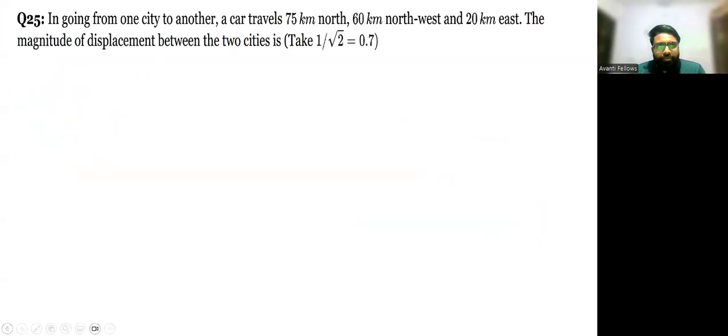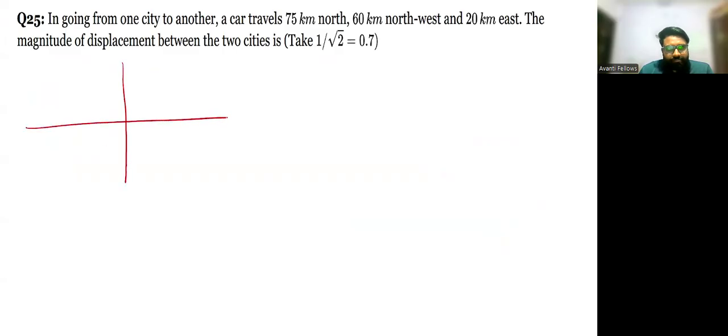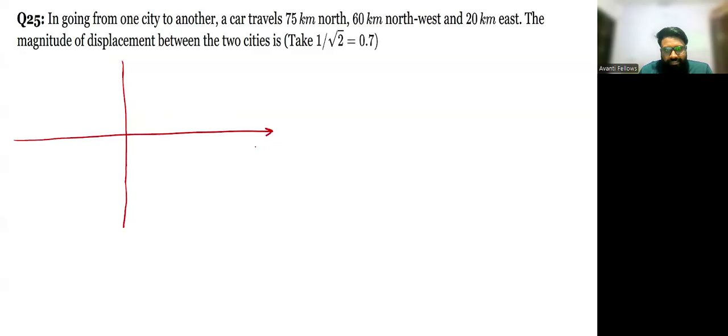Now this one. In going from one city to another, a car travels 75 km north, 60 km northwest, and 20 km east. The magnitude of displacement between the two cities is. So let me draw the directions first of all. To solve this question, we need directions. This is, let's say, east, this is west, north, and south. So the car, let's say, starts its journey from this point, and the point represents city 1.